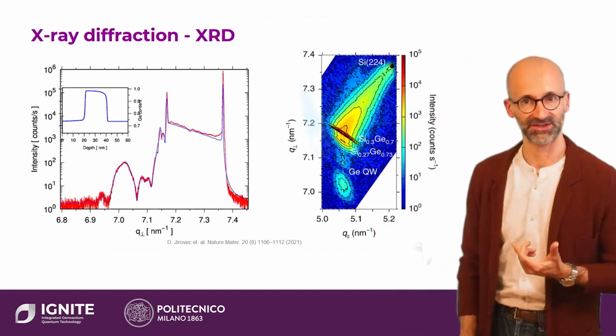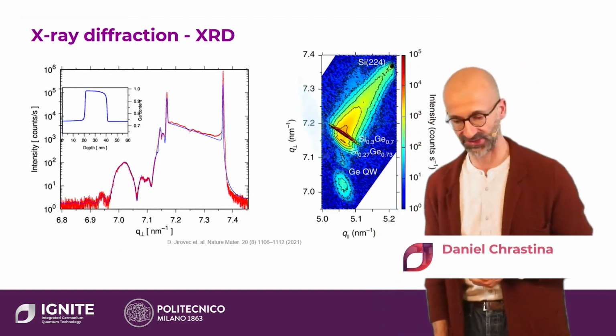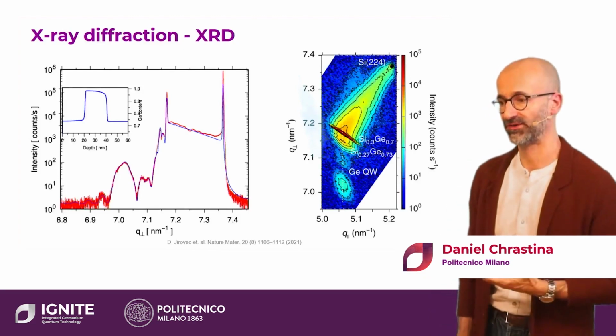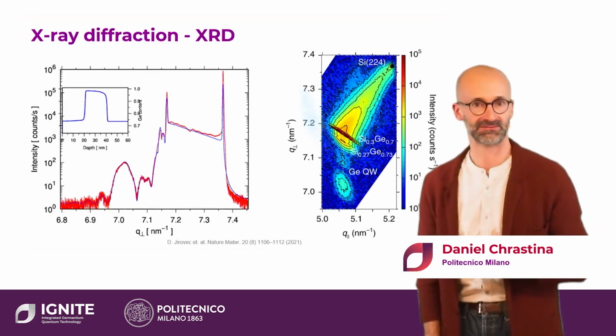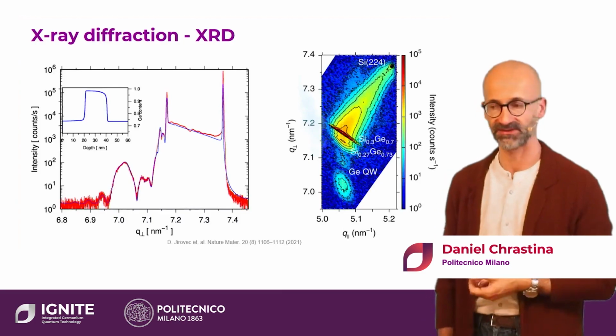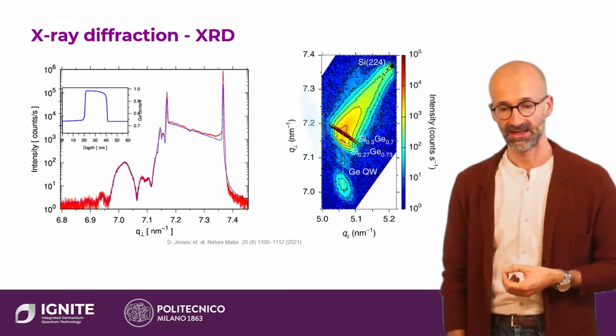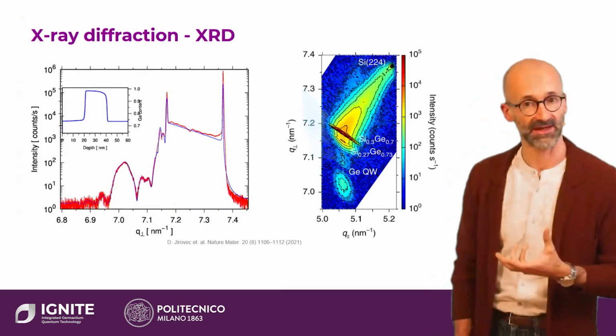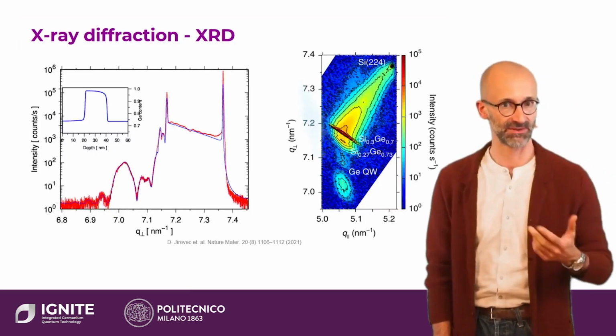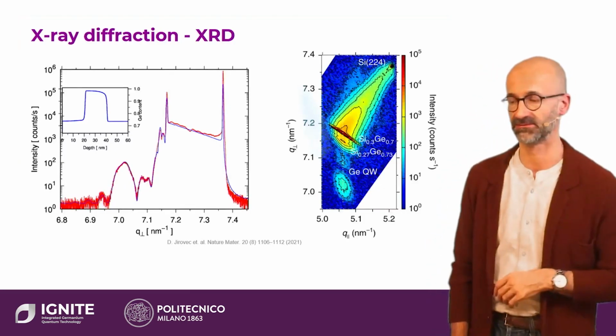So how do we know what we've actually grown? How do we know what comes out of the growth chamber? Well, one of the most important fundamental tools for knowing what kind of silicon germanium we've deposited is X-ray diffraction. X-rays have wavelengths similar to the spacing between the atoms in the crystal of silicon germanium.